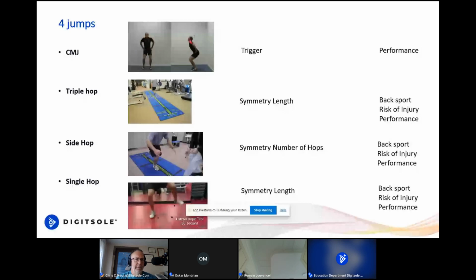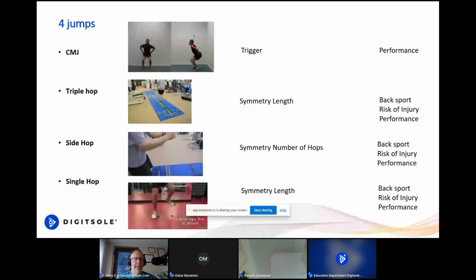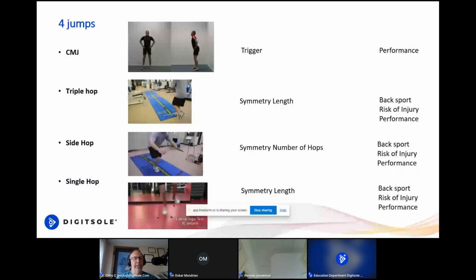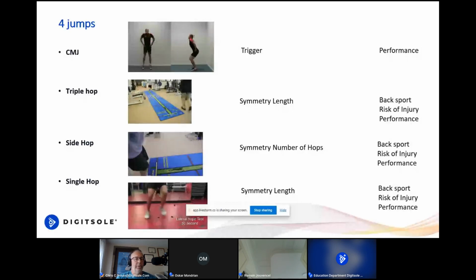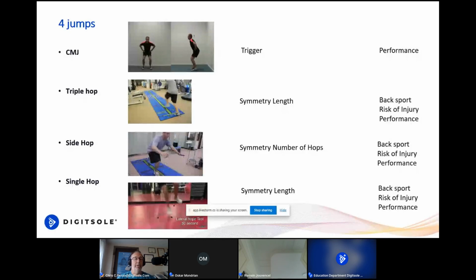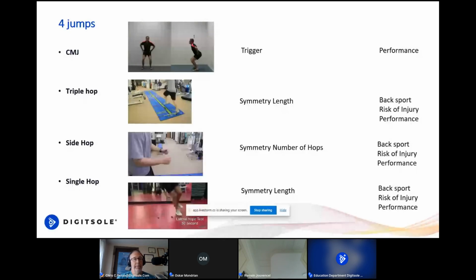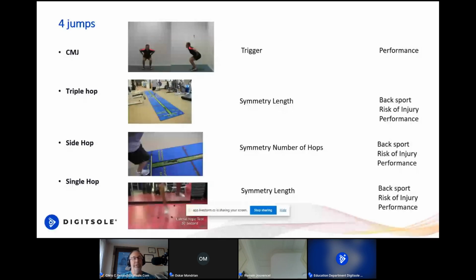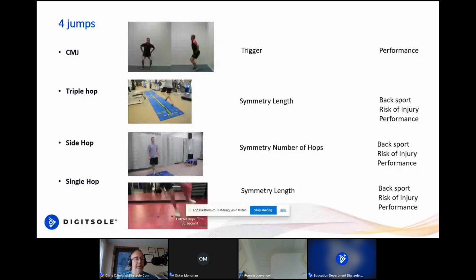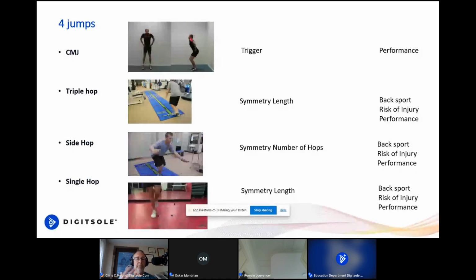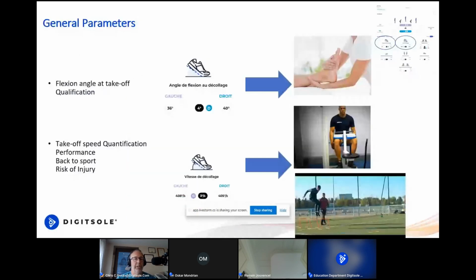And the reason for that is not because the tests take long. The tests don't take very long, but it's because of the recovery in between. Now, typically we'll save the side hop for the last, because that one is the most amount of stress. And so if you save that for last, you can actually get through this testing procedure in about 5 minutes. So it doesn't take very long, but you're going to get a lot of information.